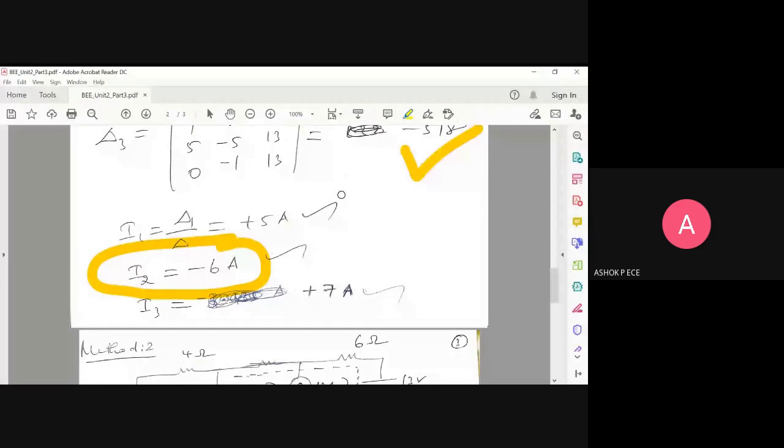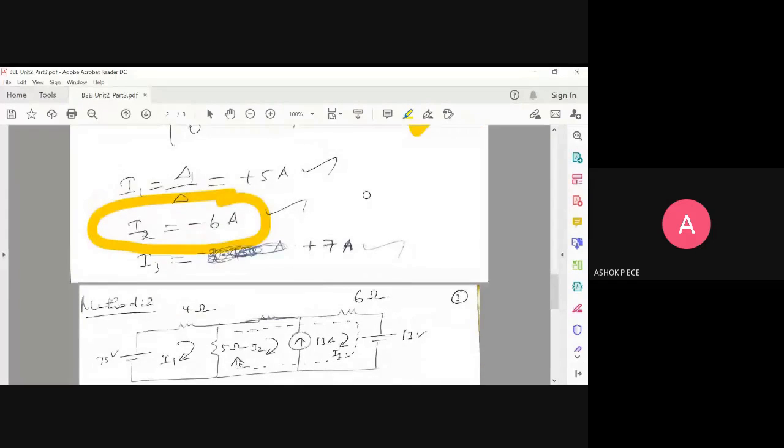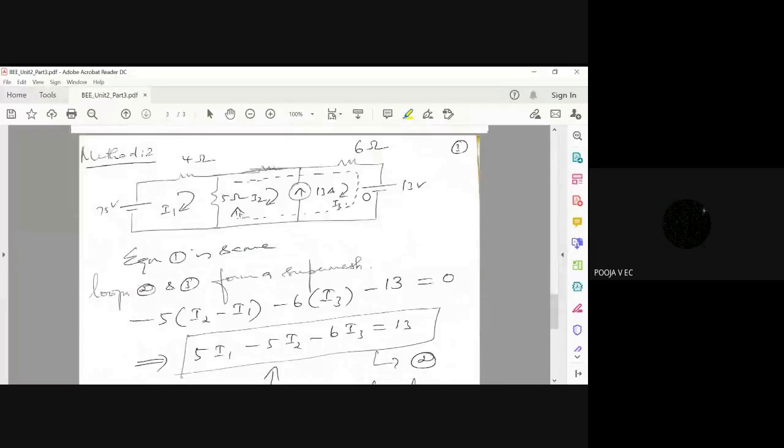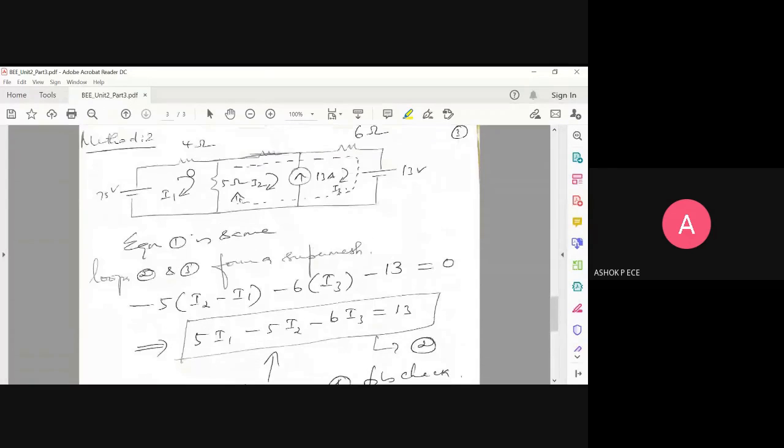Shall we go to the super mesh method? Shall we go to the second method? Yes, sir. Anybody is having doubt? Okay. Second method, you see, the loop currents, we are going to assume the same, I1, I2, and I3, but you have to find the super mesh.